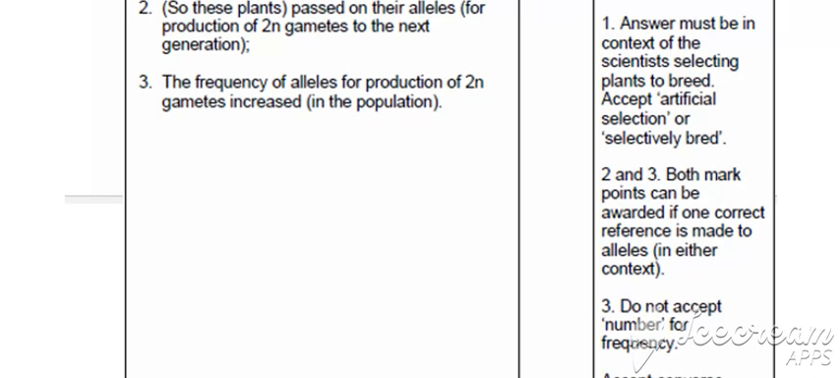They will not accept number instead of frequency. So for marking point 3, you do need to make reference to the frequency of alleles for production of the 2N gametes increasing, not just the number of the alleles.